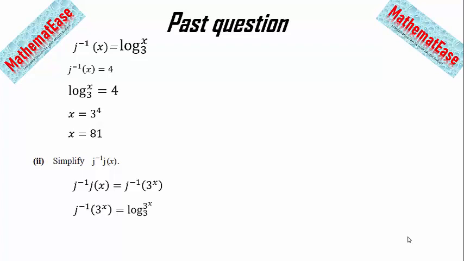When you have log something with a power, that power will go to the front of the log. So this one will become x log 3 base 3. And log 3 base 3 is equal to 1. And 1 times x is equal to x. So x log 3 base 3 is equal to x. This is how far we can go in this question.